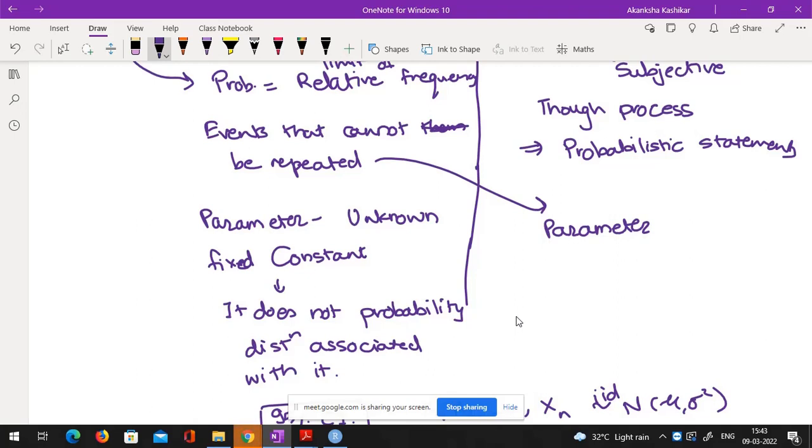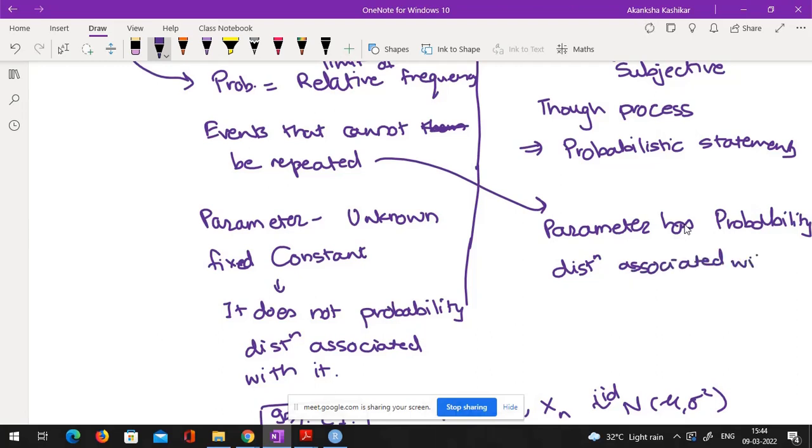Okay, so in the Bayesian approach, what we say is this parameter itself has its own probability distribution associated with it. As a result, you can make such statements that the parameter belonging to this interval has this much chance. So the parameter is also a random variable; that is the major difference between the Bayesian and the frequentist approach.